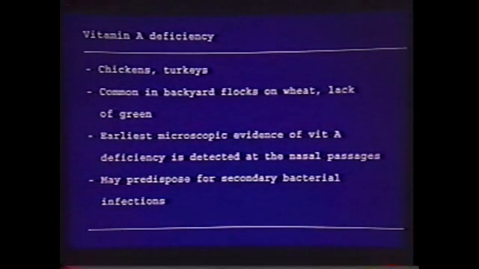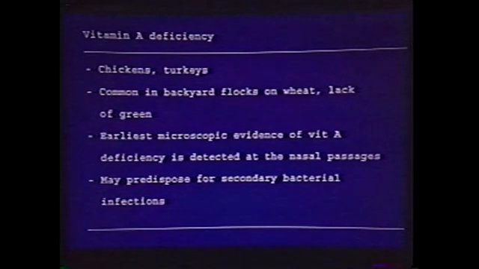We talked about vitamin A deficiency earlier when we talked about the mouth and the oral cavity, esophagus, and crop. Vitamin A deficiency can be seen in any tissue wherever there is simple epithelium. So we're going to see it in the sinuses. As a matter of fact, the sinuses show the earliest lesion of vitamin A deficiency, before it appears in the mouth or in the esophagus.